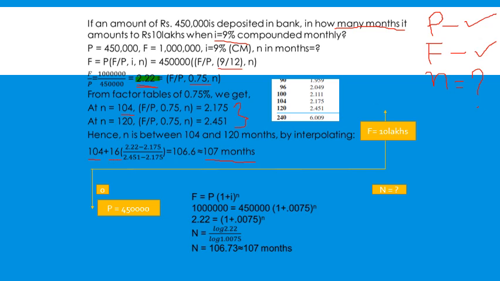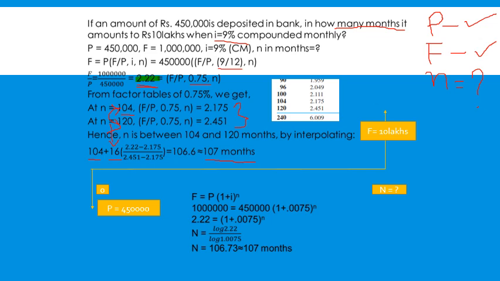104 plus 16. What is this 16? That is the difference between these two values, 104 and 120. What is the difference between 120 and 104? 16. That value has been substituted here. 16 multiplied by 2.22, the mid value, minus 2.175, the lower value. Mid value minus lower value divided by 2.451, that is the higher value minus lower value.